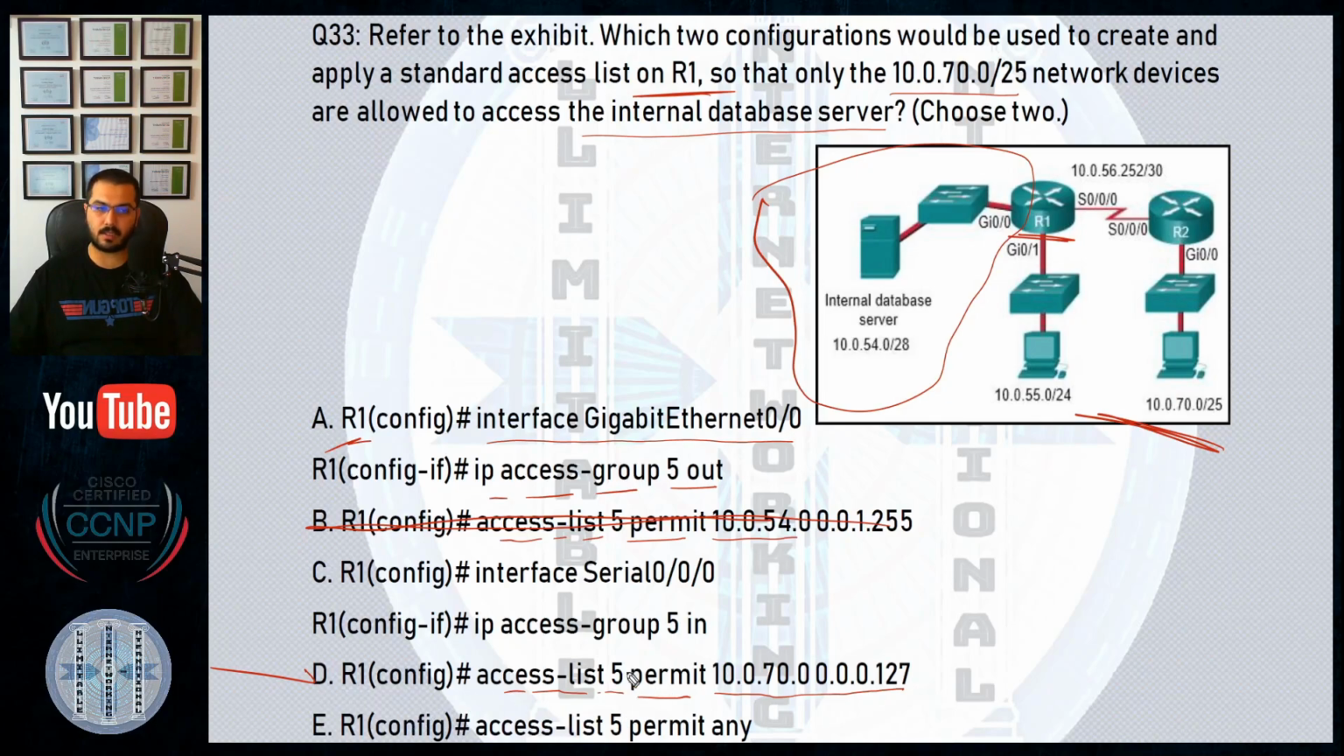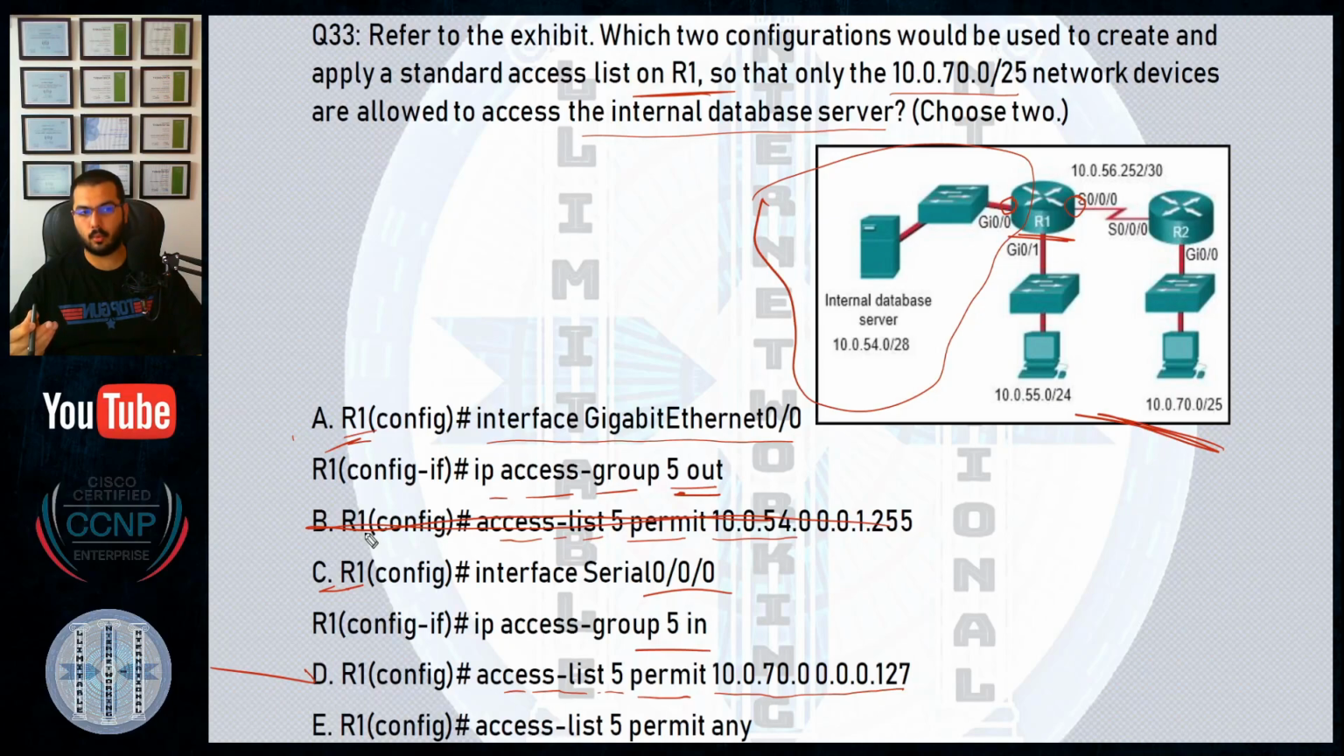No, we need to create an access list and apply it on an interface. So it will be either the interface of A or C. A says on R1 on gigabit Ethernet 0/0, which is this one, applied as out, correct. Or on R1 on interface serial 0/0/0, this one, apply it as in. Also correct. It will work, out from this interface or in from this interface. Yes, it will work.